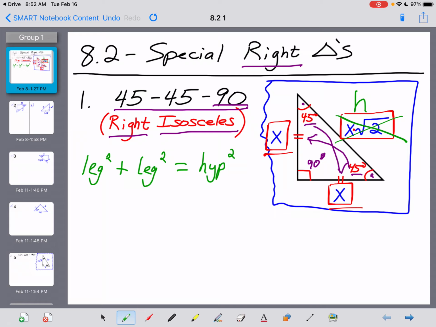So there's step 1. Step 2, fill in what you know. How long is one of our legs? x. And don't forget to square it. How long is your other leg? Also x, and we'll square that. And how long is our hypotenuse? Well, right now we don't know, so we're going to call it h.